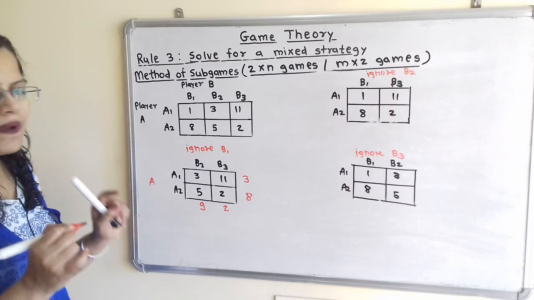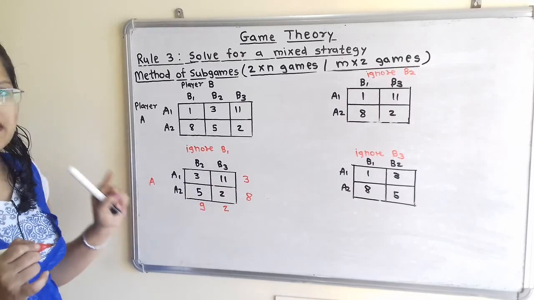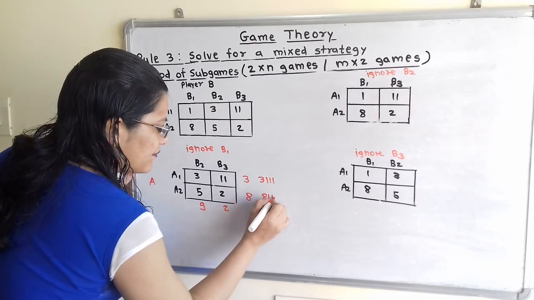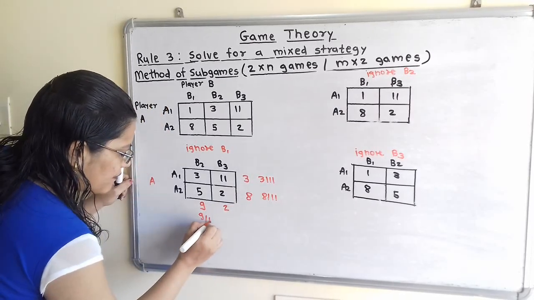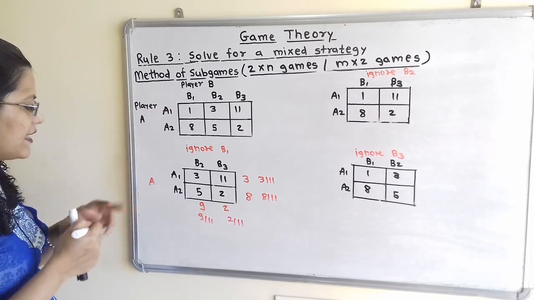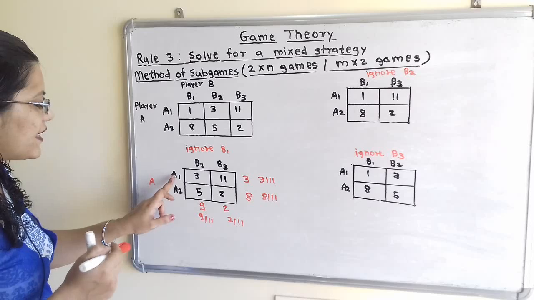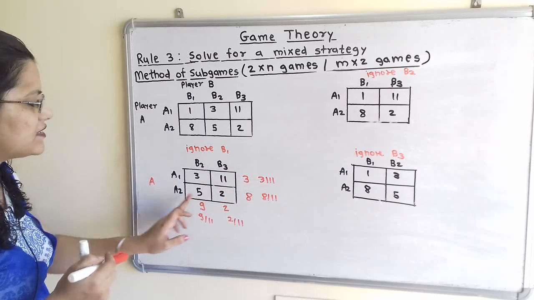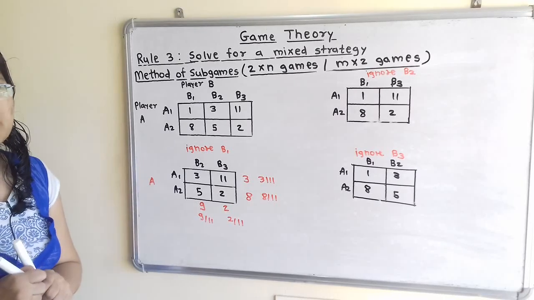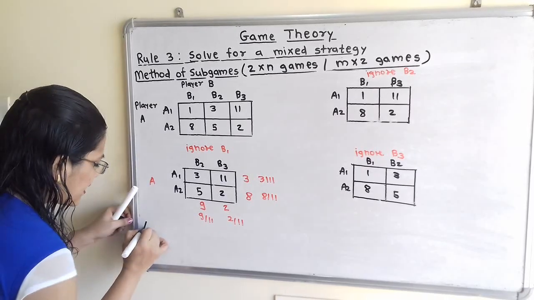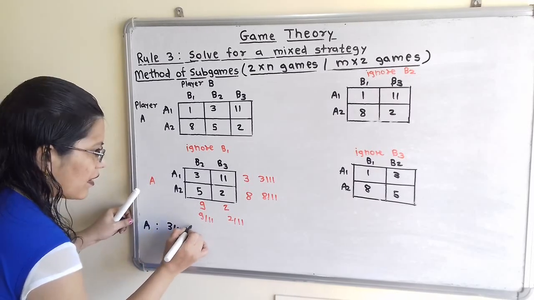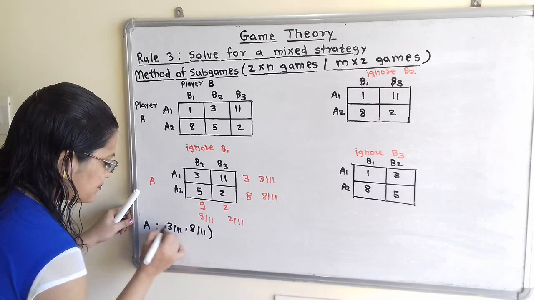Now we will divide by the common number. So 8 plus 3, that is 11. So I will write here 3 by 11, 8 by 11, 9 by 11, 2 by 11. So we can say that A should use strategy A1 with 3 by 11 times and strategy A2 8 by 11 times. So how to write the optimal strategy for A? For A we can write here 3 by 11 comma 8 by 11.